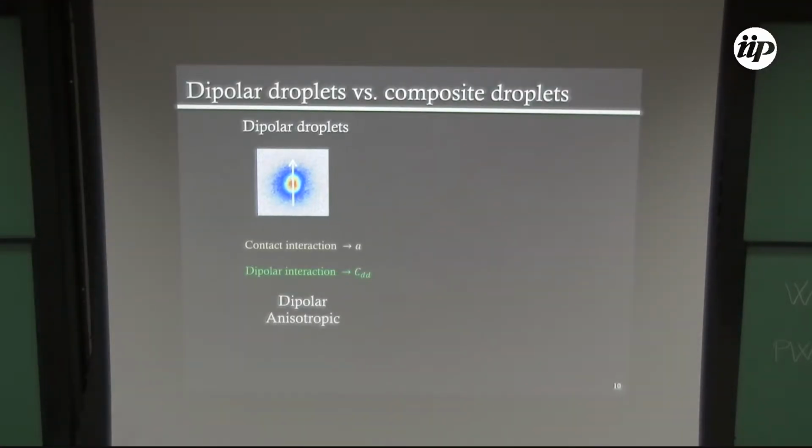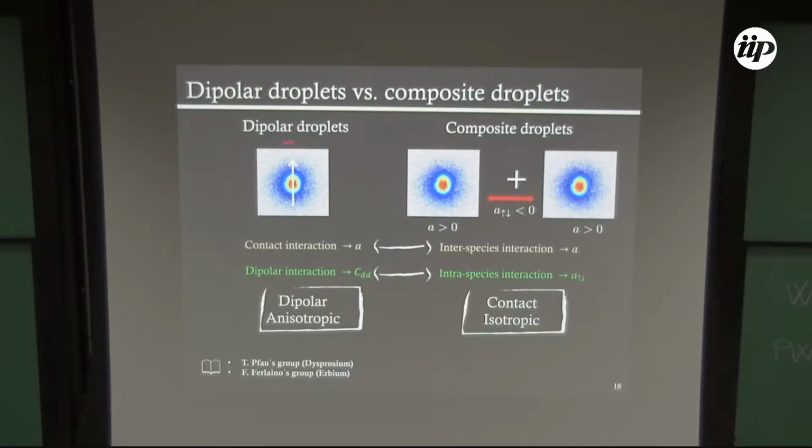Of course, this is not the only system where droplets could exist. They can also exist as dipolar droplets, and this is something that the groups of Tilman Pfau and also Francesca Ferlaino have shown. The analogous example between our composite droplets and these dipolar droplets is the following. In the case of dipolar droplets, as we know, they have the contact interaction that they can tune via a magnetic field, but they also have the dipolar interaction that they can control depending on the geometry.